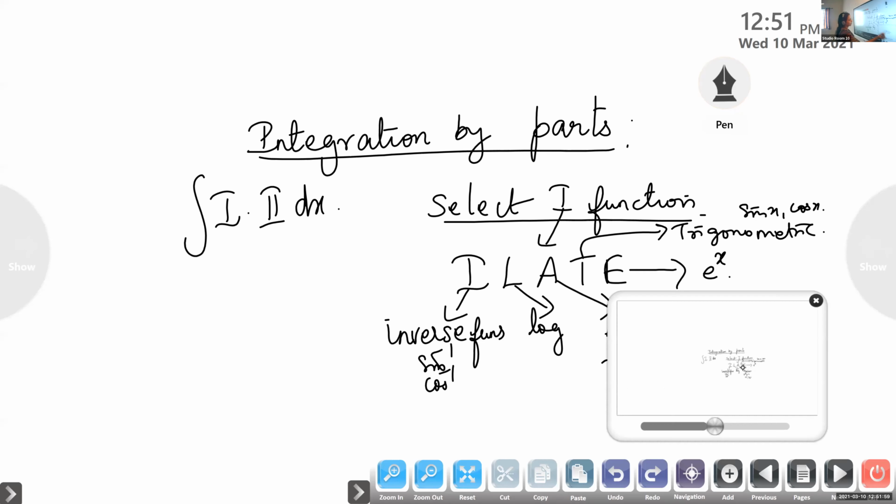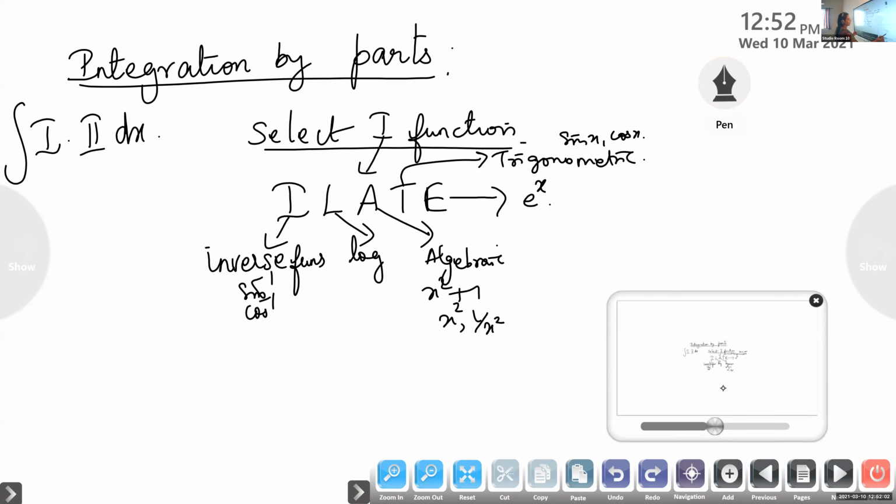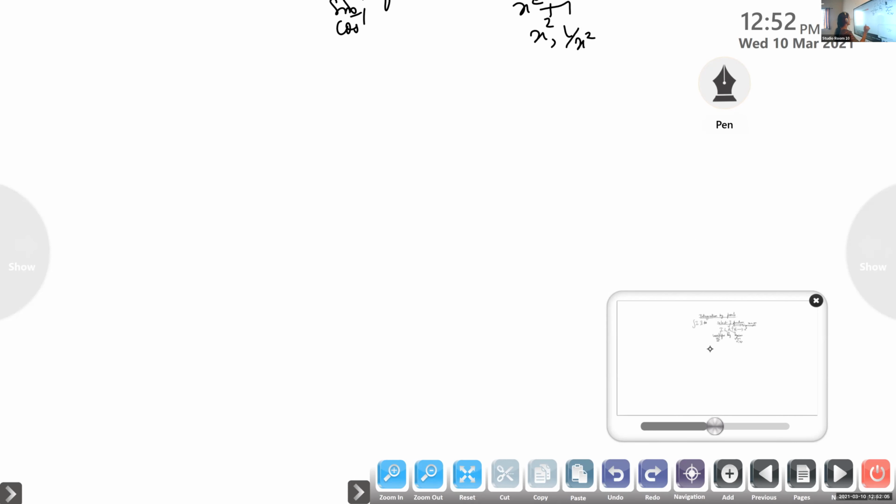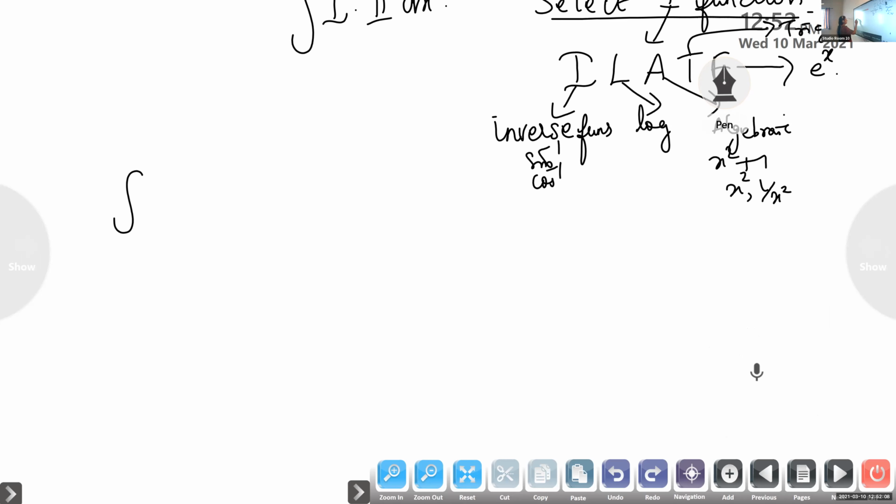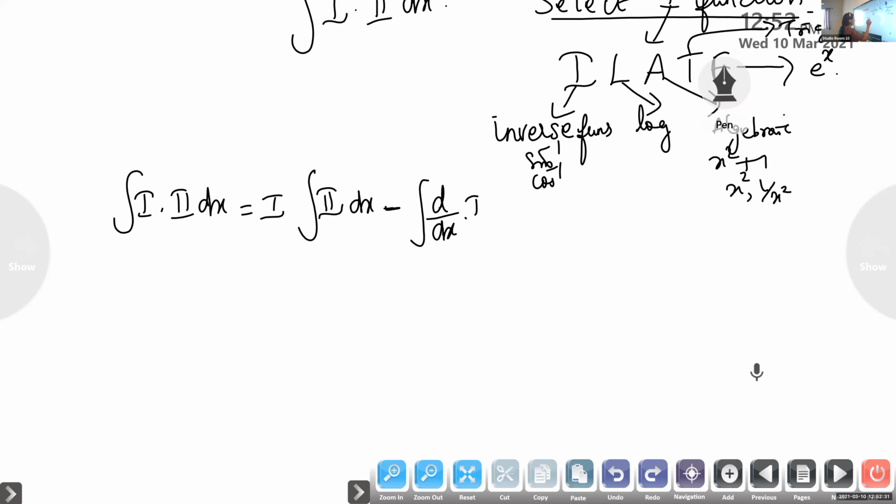What is the formula? Listen, children. In the beginning you will find it a little difficult, but once you learn it, it will be easy for you. The integration by parts formula will be given like this. First function and second function is there, isn't it? The formula is: first function into integral of second function, minus integral of derivative of first function into integral of second function, dx plus c.